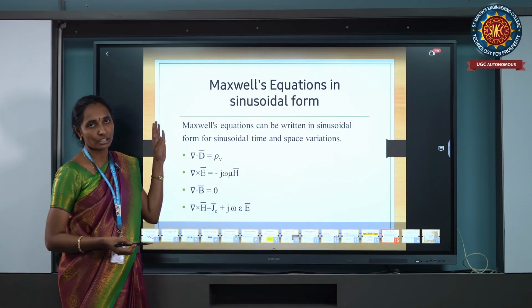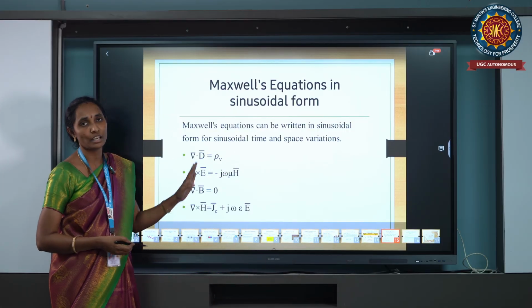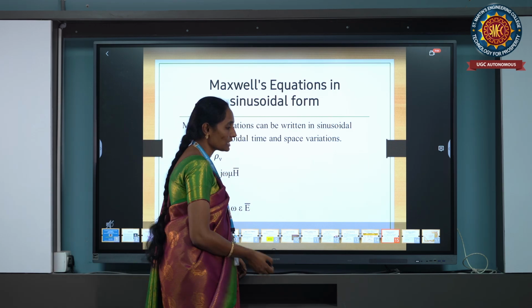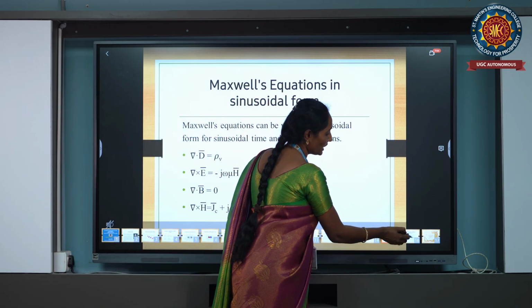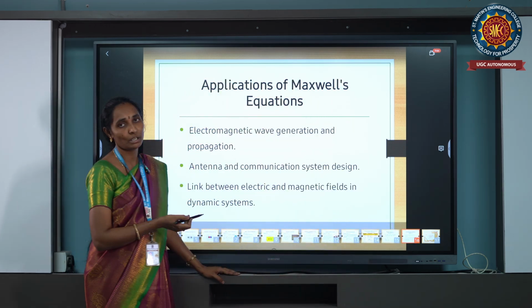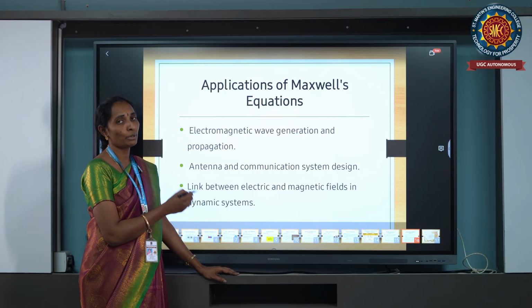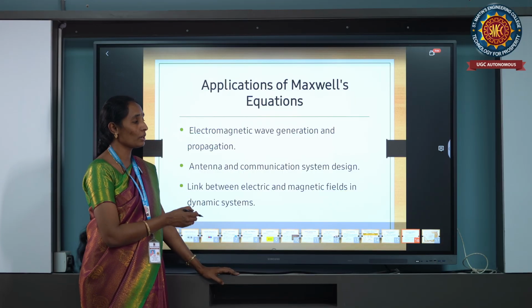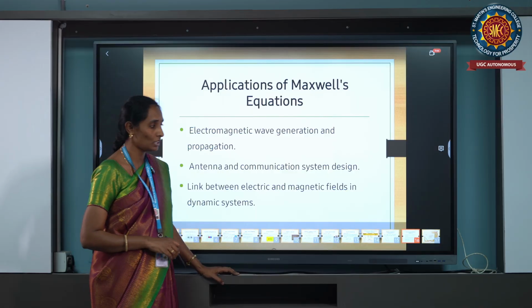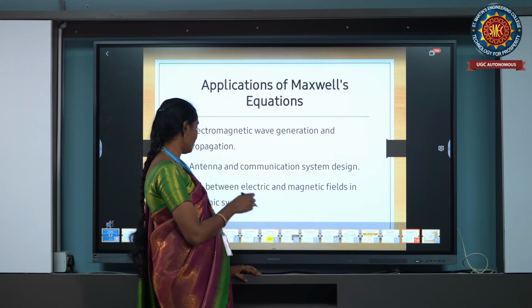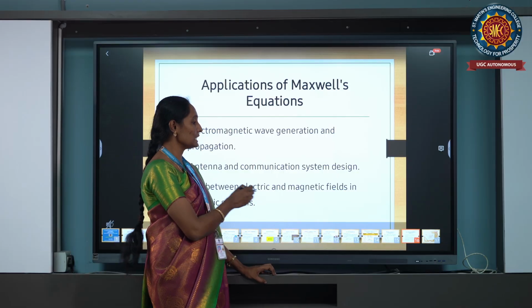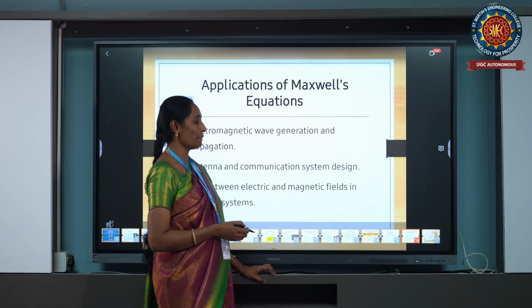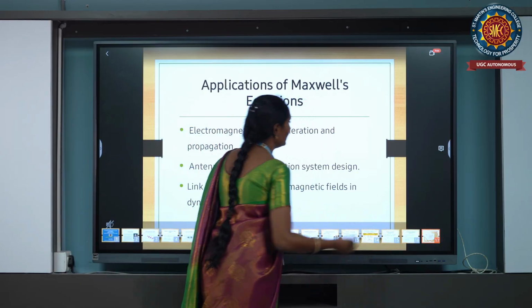Maxwell equations can also be represented in sinusoidal form. These are the sinusoidal form equations. Next are the applications. Our main application is finding the properties of electromagnetic waves. In communications, we use these Maxwell equations. Another application is finding the relation between electric field and magnetic field. And finally, thank you.